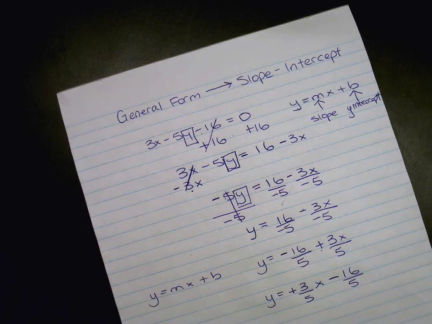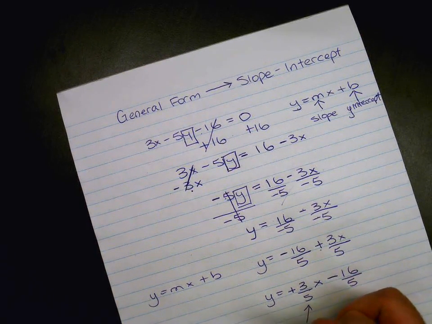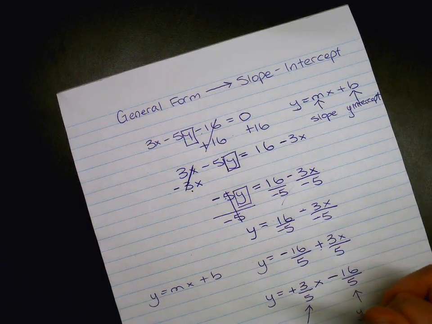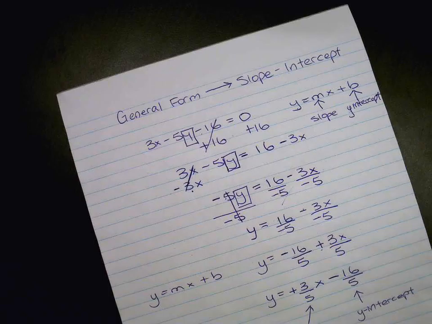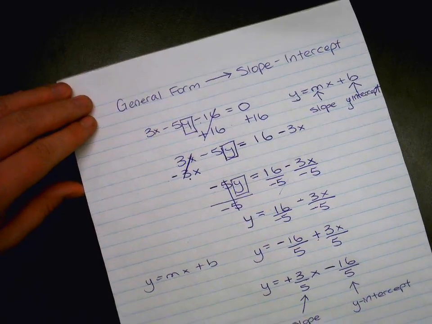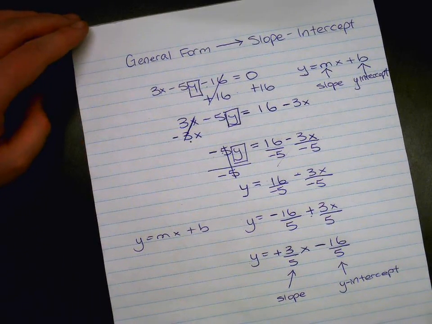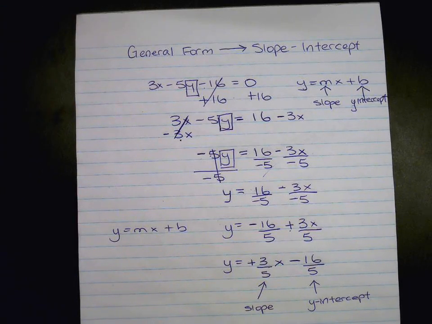And from this, now we can see what our slope and our y-intercept will be. So again, this lesson was changing from general form to slope-intercept form of an equation of a line.